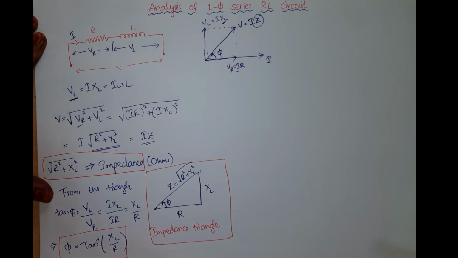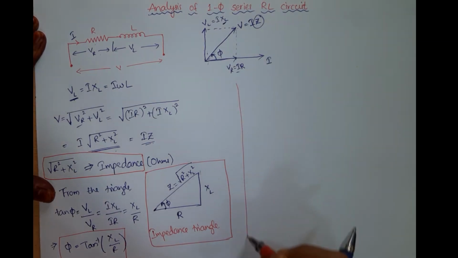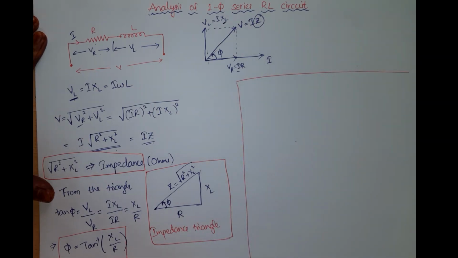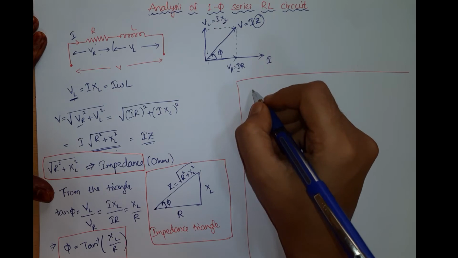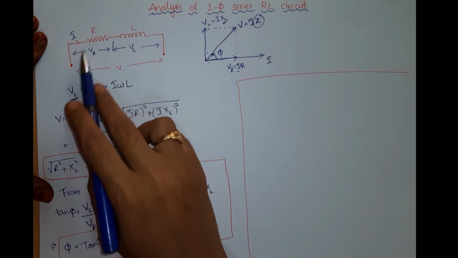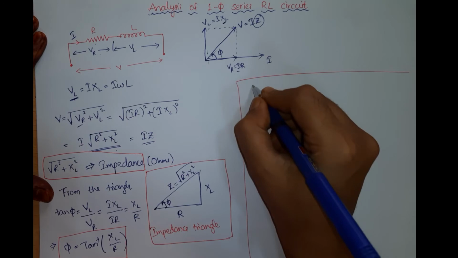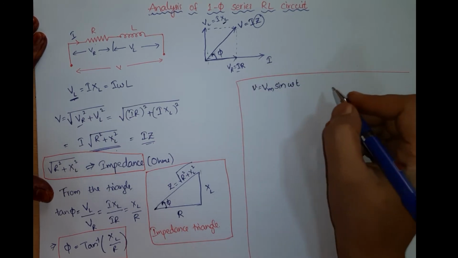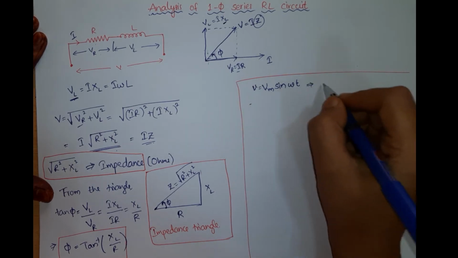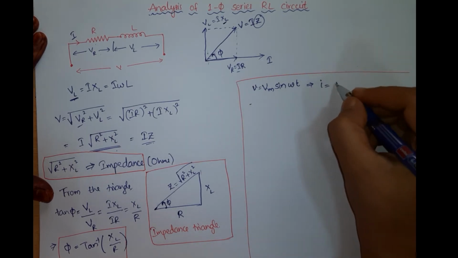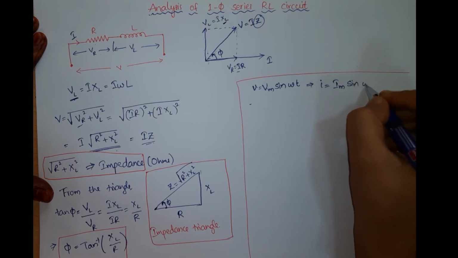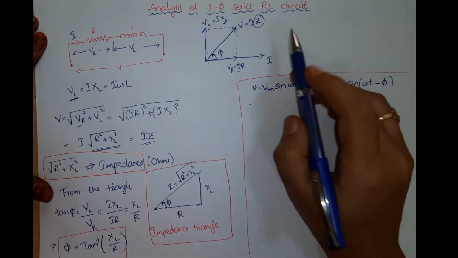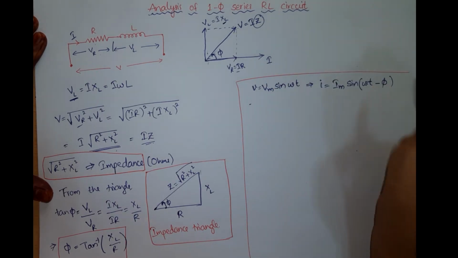Right? So now next, let us look at the behavior of the series RL circuit. Let me suppose the instantaneous value of the voltage from this series circuit is V. So V is equal to what? We know the sinusoidal voltage, Vm sin omega t. Then I can get the instantaneous value of current i as Im sin(omega t minus phi). As it is an inductive circuit, we get minus here.